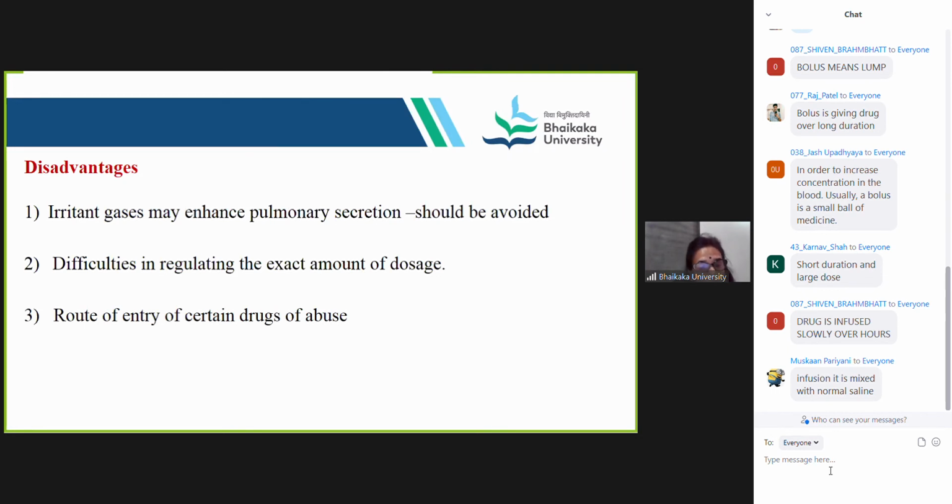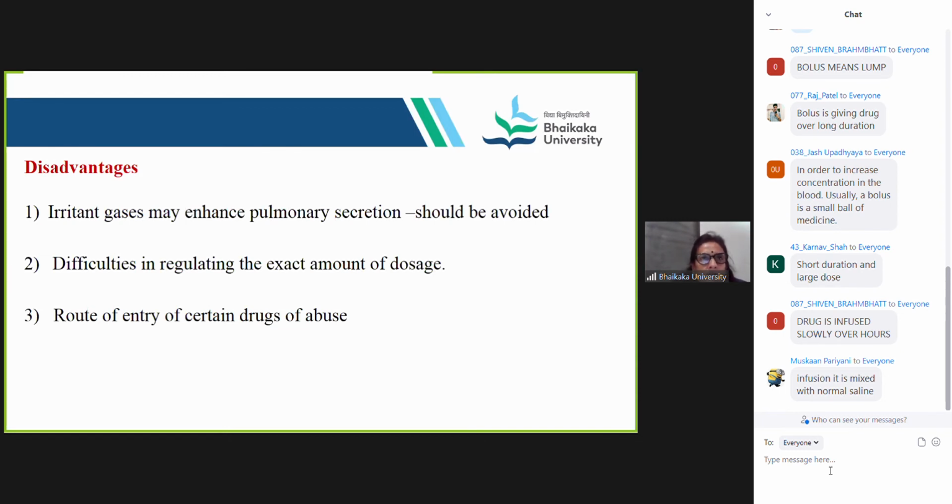Difficulty means why it happens, because there are certain devices, and you need to instruct the patients how to use them and what can be the dosage. But sometimes it happens that there may be difficulty in regulating the exact amount by the patient, or maybe sometimes the prognosis of the patients, which could be a disadvantage of the exact amount.